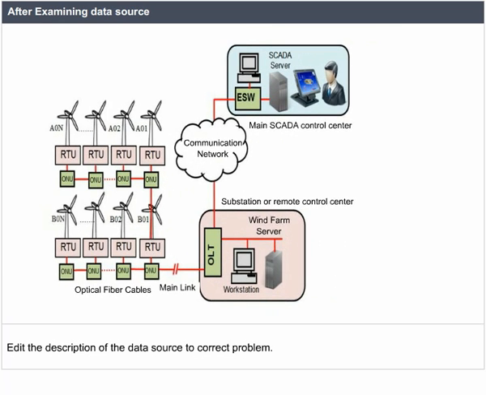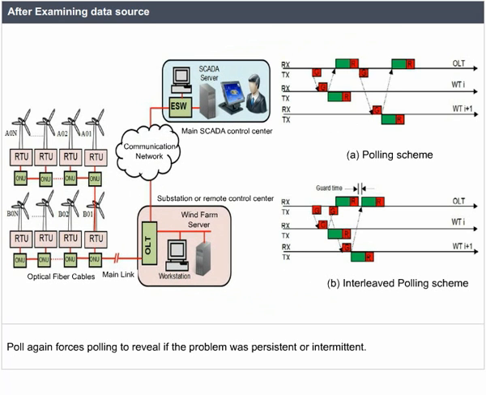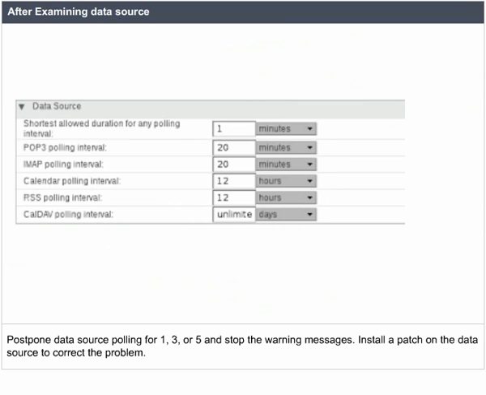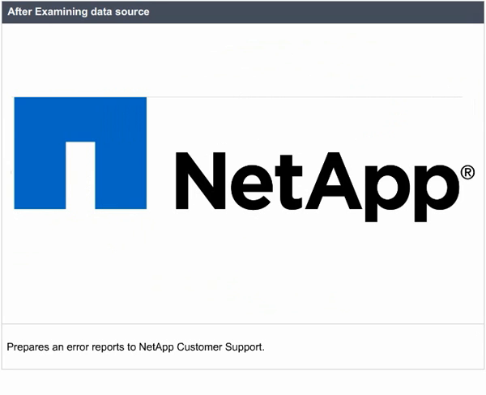Poll again forces polling to reveal if the problem was persistent or intermittent. Postpone data source polling for 1, 3 or 5 and stop the warning messages. Install a patch on the data source to correct the problem. Prepares an error report to NetApp customer support.